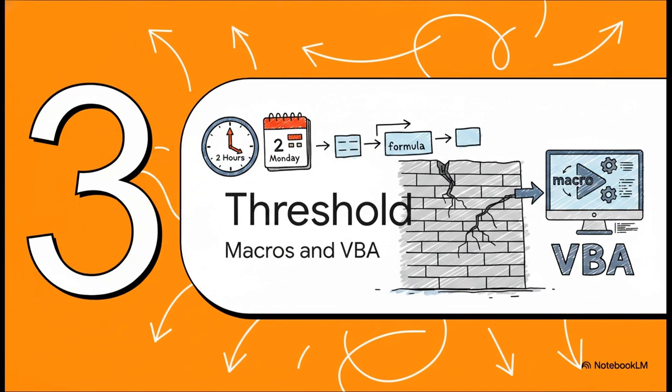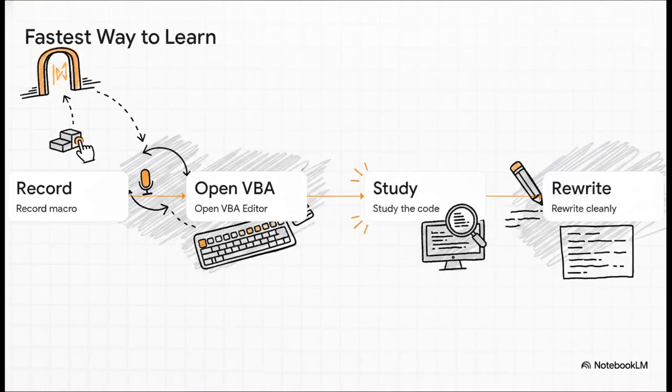All right, Section 3, crossing the automation threshold. Because what happens when you've mastered the formulas, but you're still spending hours every Monday updating the exact same report? That is when you step into macros and VBA. And the absolute fastest way to bridge the gap between manual work and coding is actually the macro recorder.